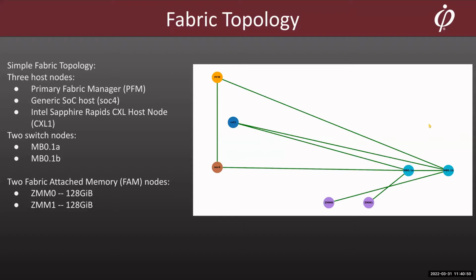So here's the fabric topology that I'll be running the demo on today. I have three separate host nodes, two ARM-based nodes, and one x86 Intel Sapphire Rapids CXL host. The primary fabric manager runs on one of the ARM nodes. Then I have another ARM node and this CXL1 node consuming the fabric attached memory resources. Also in the fabric, I have two separate switches and two ZMMs or fabric attached memory nodes that each have a capacity of 128 gigabytes.